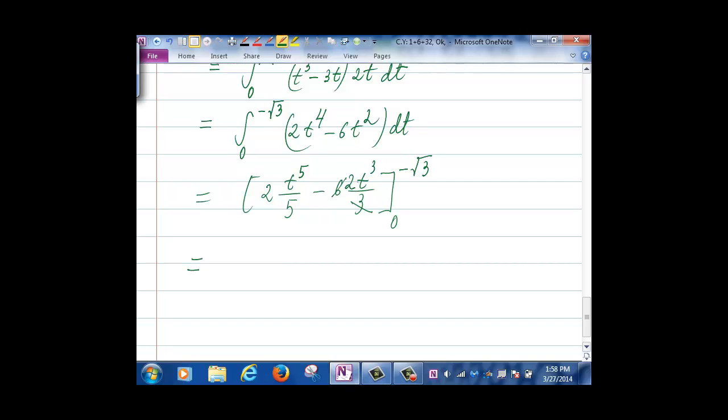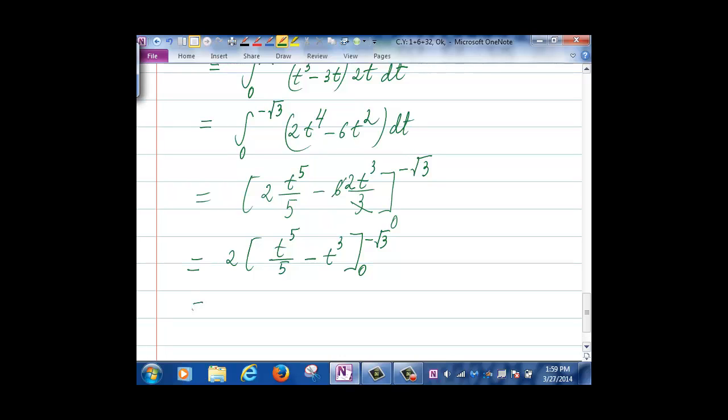If you flip the limits, it wouldn't matter, but then you have to introduce a negative sign. And then that was a 2, and you can factor out the 2. Then you have t to the 5 over 5 minus t cubed between these two values.